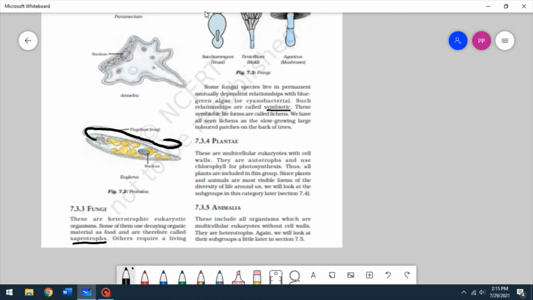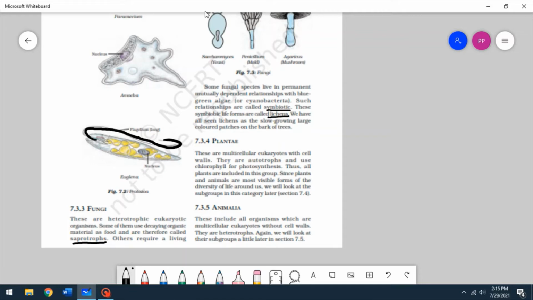Even in lichens, we have lichens all around, right? One of the organisms provides shelter to the other, while the other organism provides food to both of them. So that is how they're both mutually benefited.